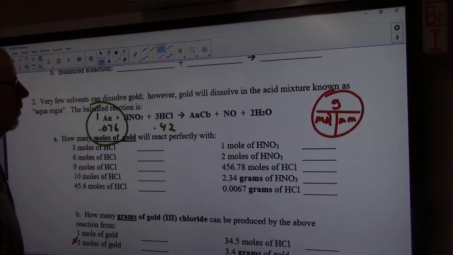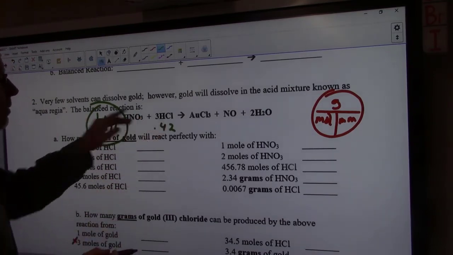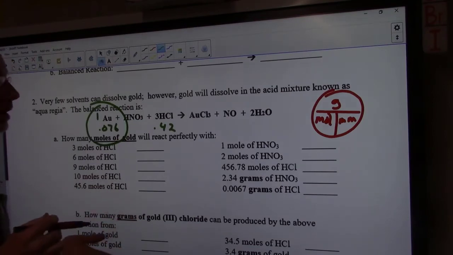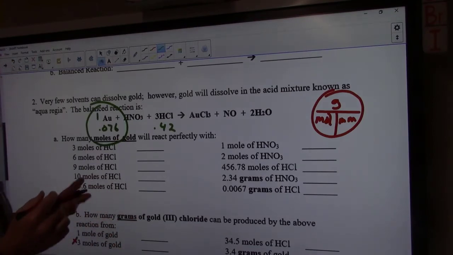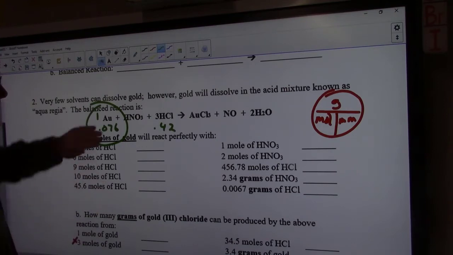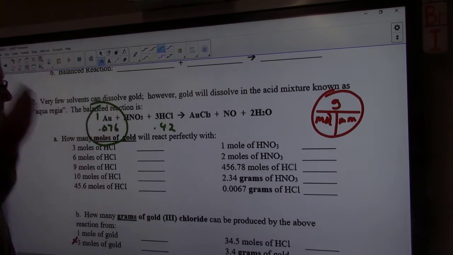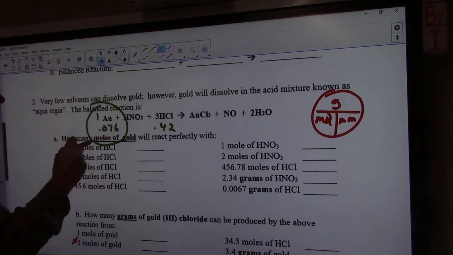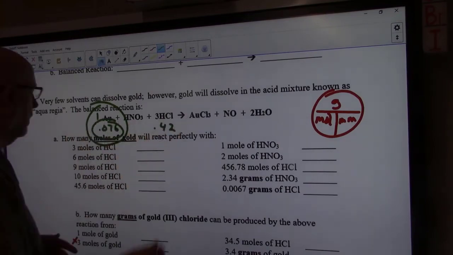I could also do it this way. I could say 3 is to 1 as 0.42 is to what's a third of 0.42. It's like 0.16-ish. Do I have 0.16? Nope. This is my limiting reagent, so I use this number to do all my calculations.